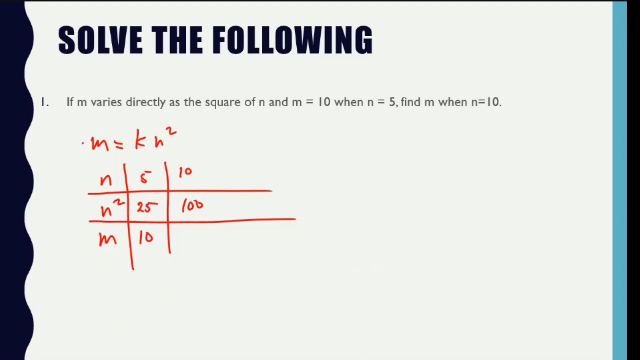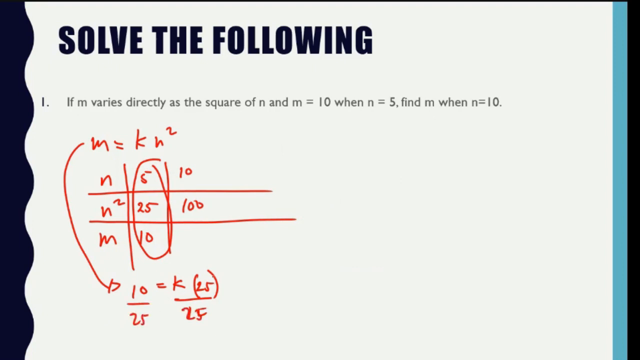So I will be using the tentative equation and I will substitute the initial values here. So you will be having 10 is equal to k times 25, kasi yung n squared 25. So I will now divide both sides by 25. So this will be divided out. k is equal to 10 over 25. We will get the lowest term of 10 over 25, and that is 2 over 5.